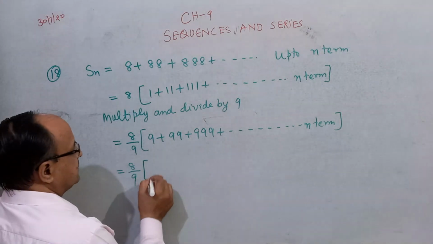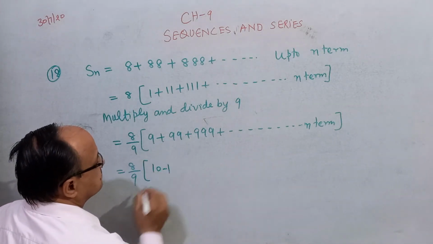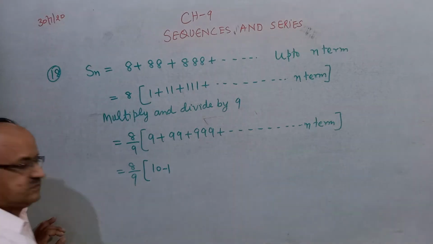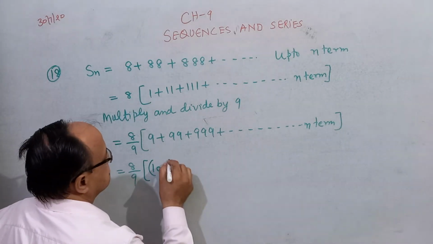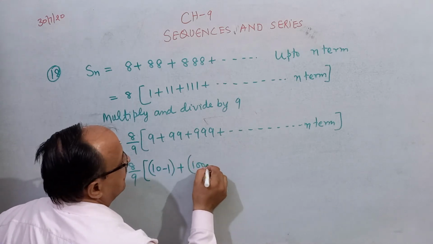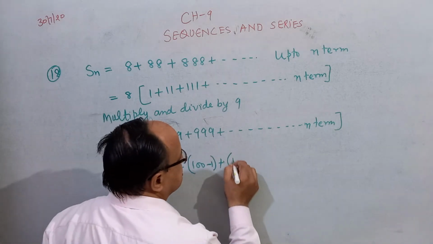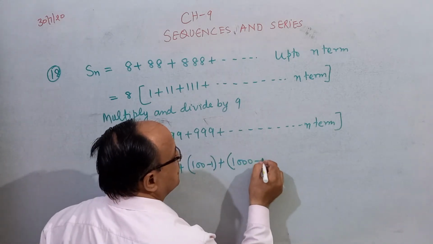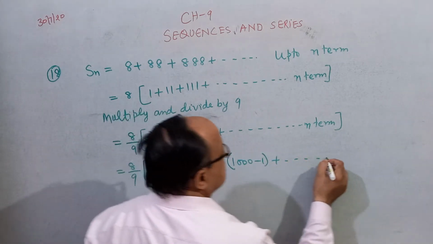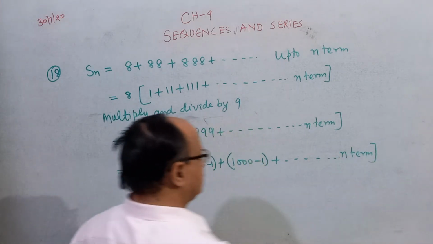Now simplify. 9 you can write as 10 minus 1, 99 you can write as 100 minus 1, and 999 you can write as 1000 minus 1, and so on up to n terms. Clear?